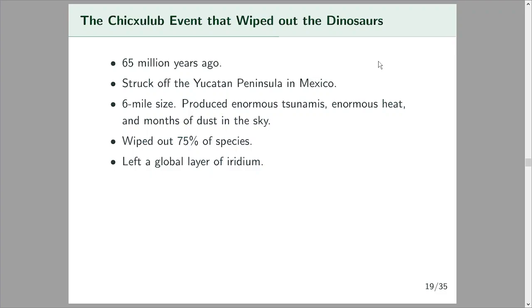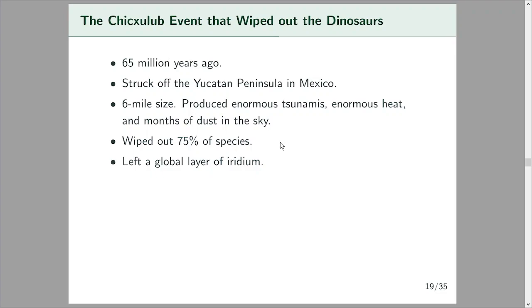Finally, there's a big event that wiped out the dinosaurs. This is about 65 million years ago. This was a 6-mile asteroid that hit off the Yucatan Peninsula in Mexico. Produced enormous tsunamis, enormous heat, months of dust in the skies blocking out the sun, wiped out 75% of species. The discovery of this was really interesting, how these guys figured this out.